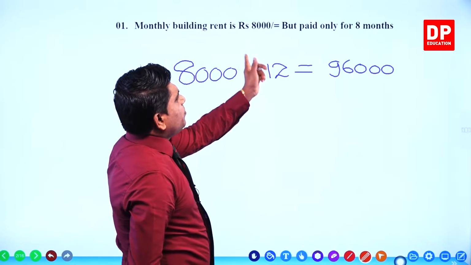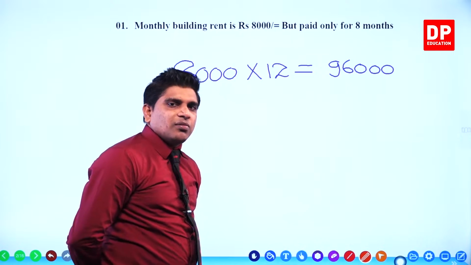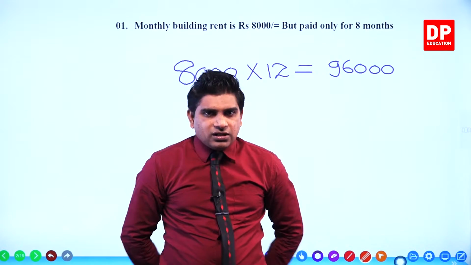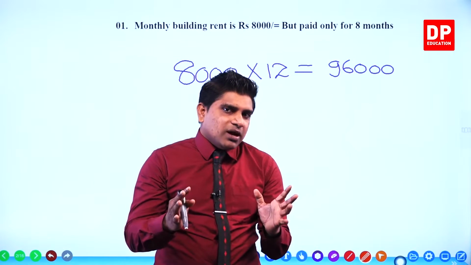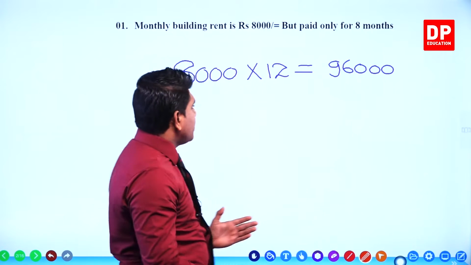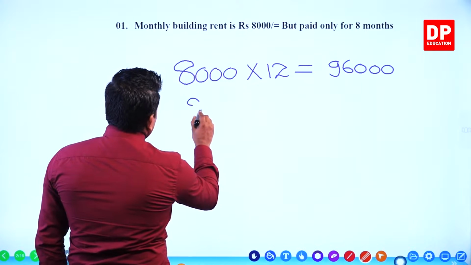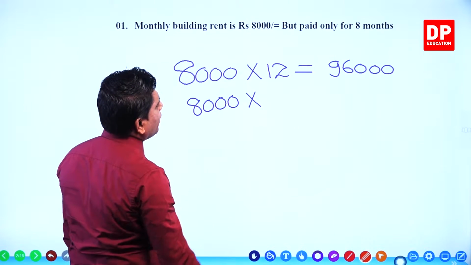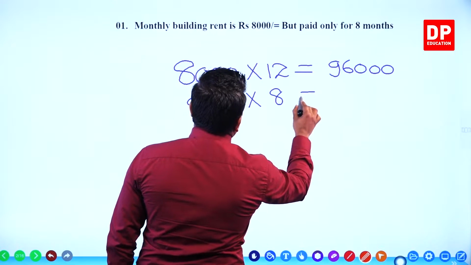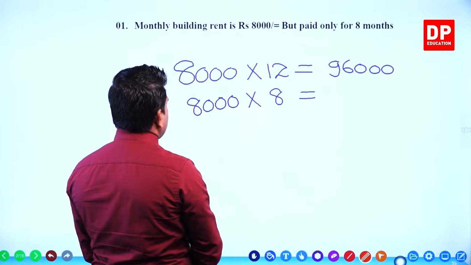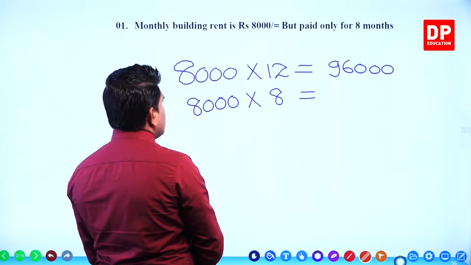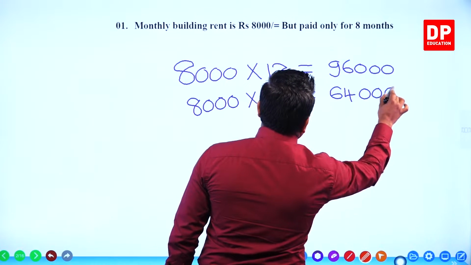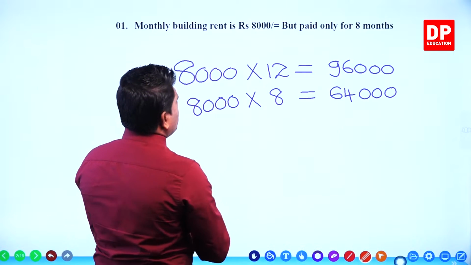96,000. But paid only 8 months. Right? They have paid by cash only the 8 months portion. How many months did they already pay? Only 8 months. Then by cash, how much have they paid? 64,000. Right. How much is the expense still to be paid?